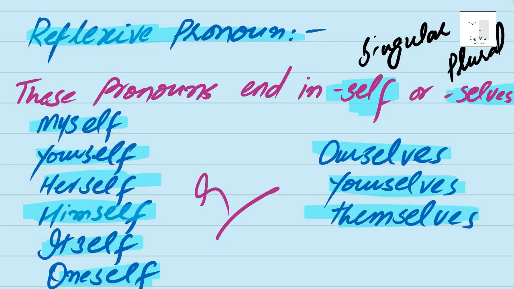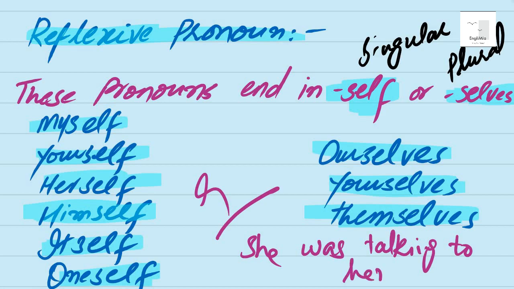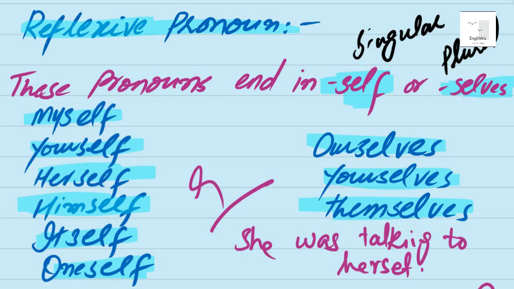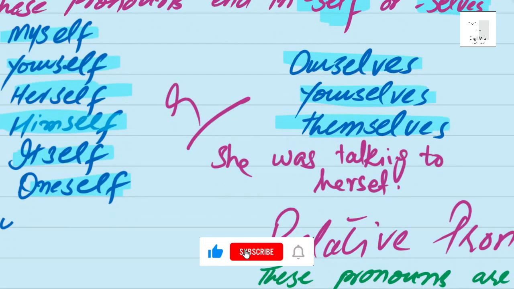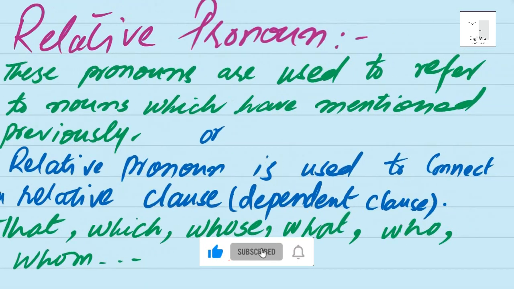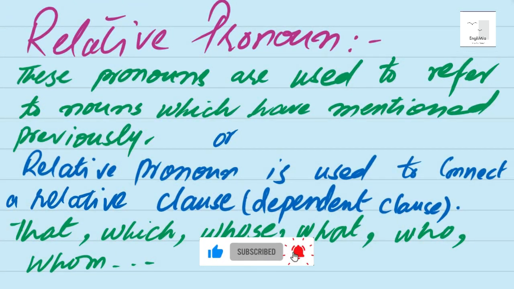Let's see an example. She was talking to herself. Okay, वो अपने आप से बात कर रही है. Thus you can make various sentences with the rest of reflexive pronouns. Okay, the next one is relative pronoun.